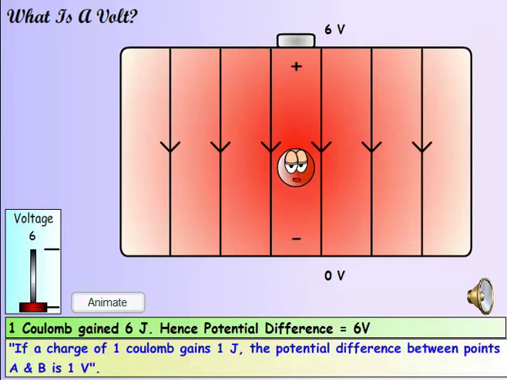A battery takes charge of a lower potential and increases it to a higher potential. When the battery takes 1 coulomb and does work of 1 joule on it, the potential difference between the ends of the battery is said to be 1 volt.